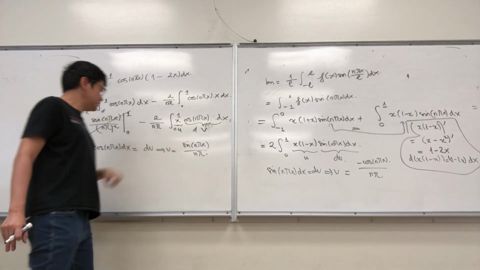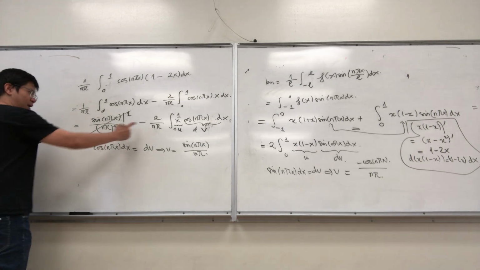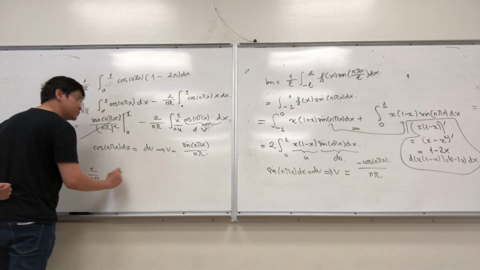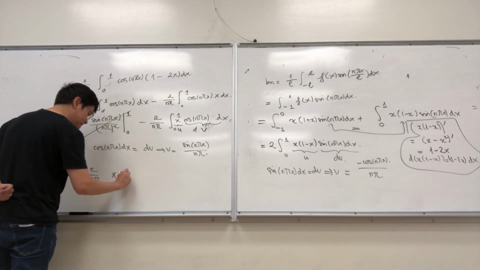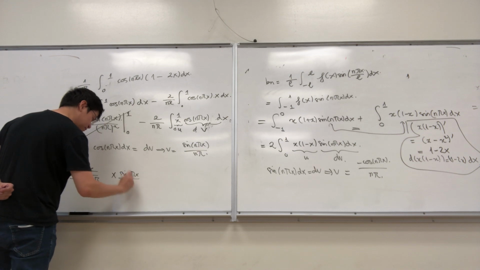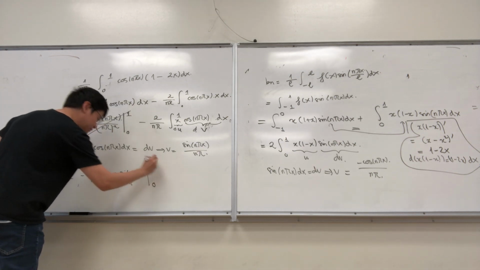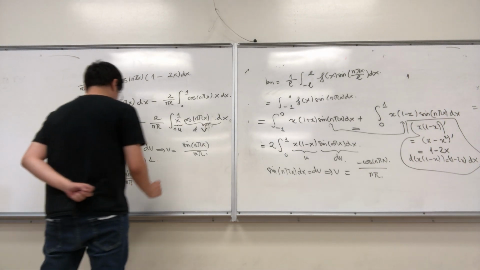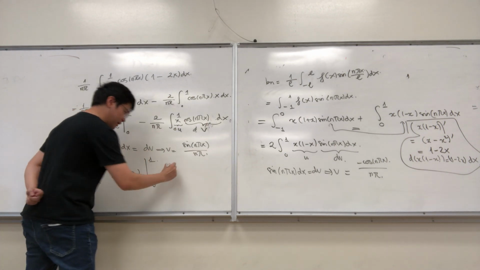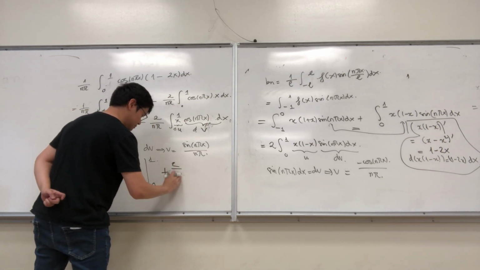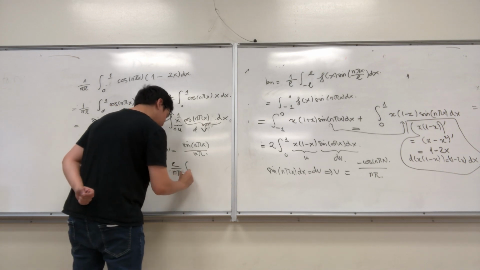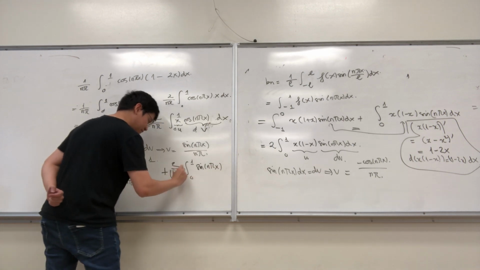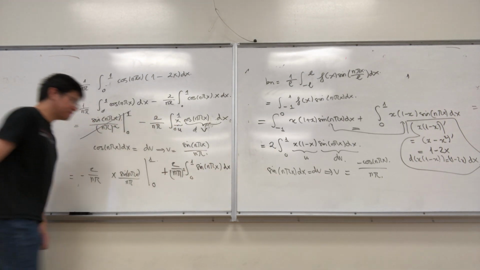Now I'm going to replace it here. So I'm going to have minus 2 over n pi times uv, which is x sine of n pi x over n pi, and I evaluate at 0 and 1, right? This is again 0. So I have a plus because here I have a minus, so I have 2 over n pi times the integral from 0 to 1 of sine of n pi x, and here I have a factor and I have dx. Alright?